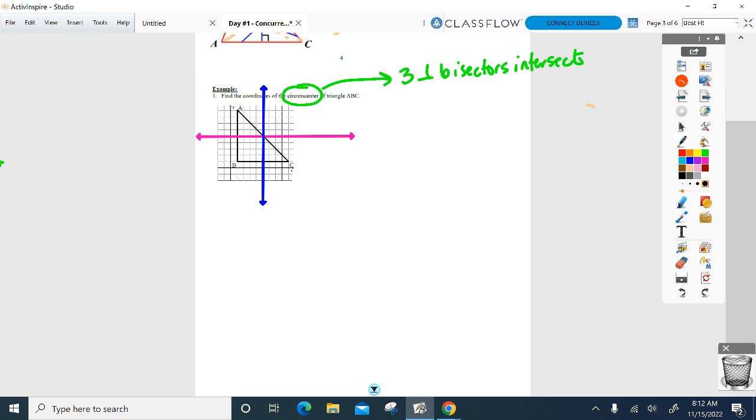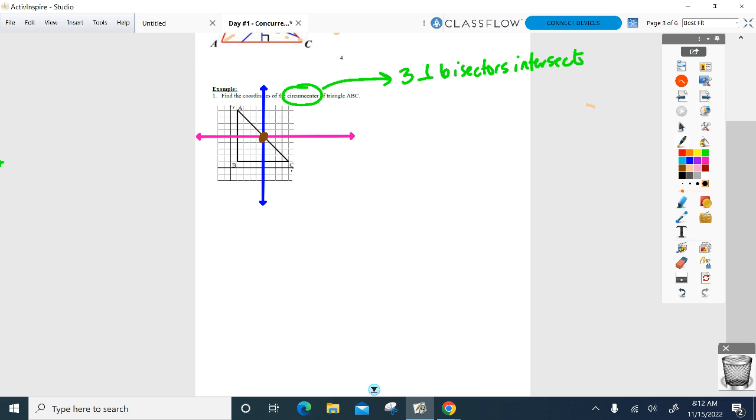Why are we going to waste our time doing it for AC when I already know where all three of those lines are going to intersect? It's going to be where those two already do. Everyone see that? There's no reason to go do AC, because I already know if these two intersect right here, the third one's going to intersect there too. So we have found our circumcenter.